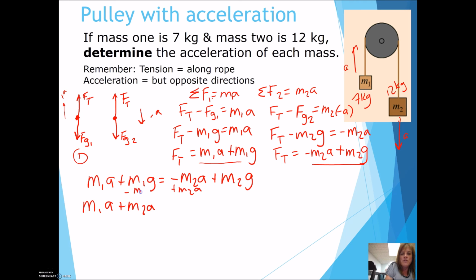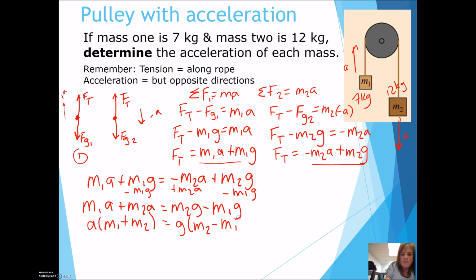And then I'm also going to move this m1g over. So subtract it from both sides. And so that's going to give me an m2g minus m1g. Hopefully you're still with me. So I'm just rearranging the equations to put the a's on one side and the g's on the other side. All right, now let's simplify this. Let's pull the m's out, so that we have a times m1 plus m2. I'm just factoring that a out. Same thing over here. I'm going to factor the g out, and I get m2 minus m1.